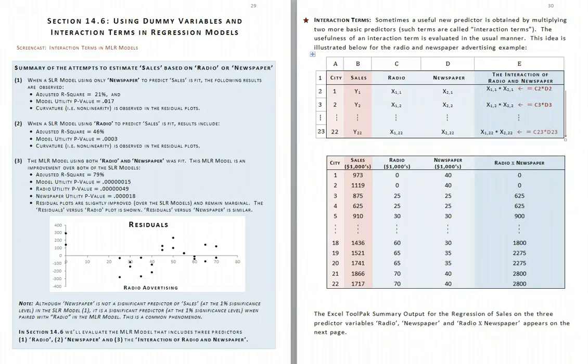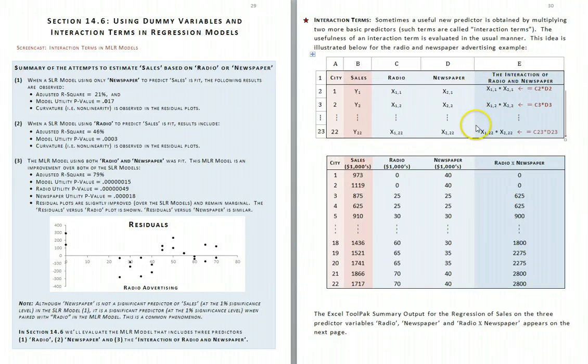However, once again, the residual plot versus radio and the residual plot versus newspaper had significant curvature. Although all of the model's statistics improved in the two independent variable model, the curvature remained a concern in terms of using the model.